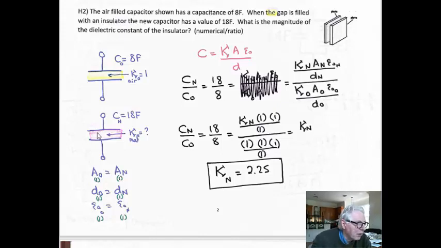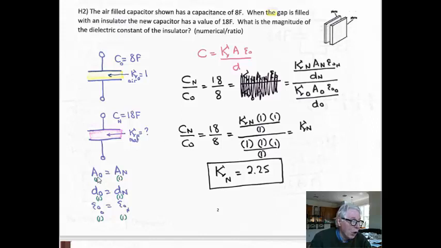And for the new one, I've put a different color of filling in to indicate that the material had changed. The capacitance has now gone to 18 farads, and the dielectric constant, I don't know what it is. Then I know I'm going to use C equals K A epsilon naught over D. So what about A, epsilon naught and D?